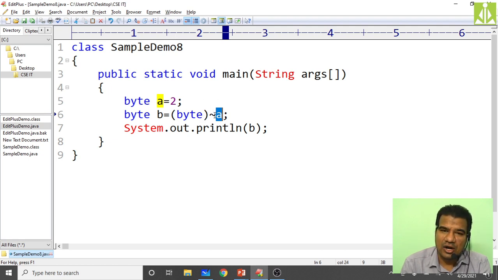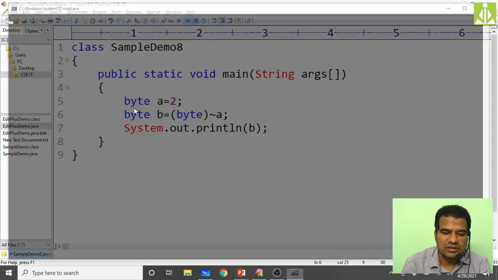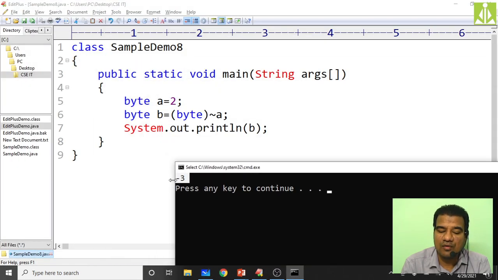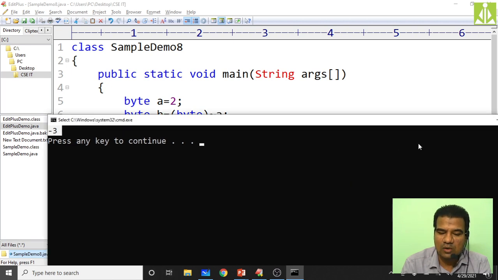So then, in order to make it a byte, what we have to do is typecast with byte. That we are doing over here. So then save it. Now run it. See, we are getting -3 over here. How we are getting this -3, I will explain to you. This output I want.